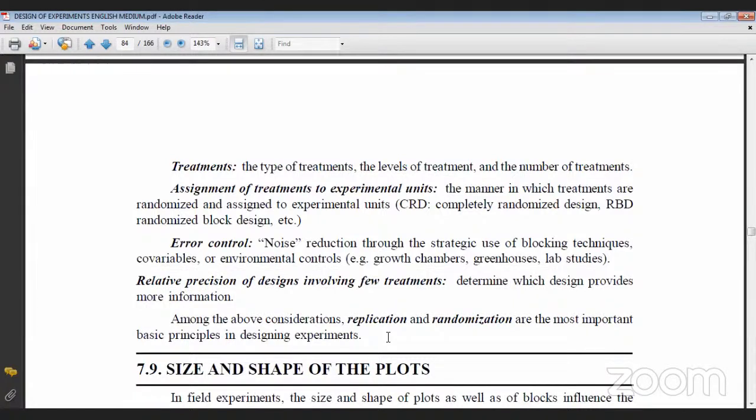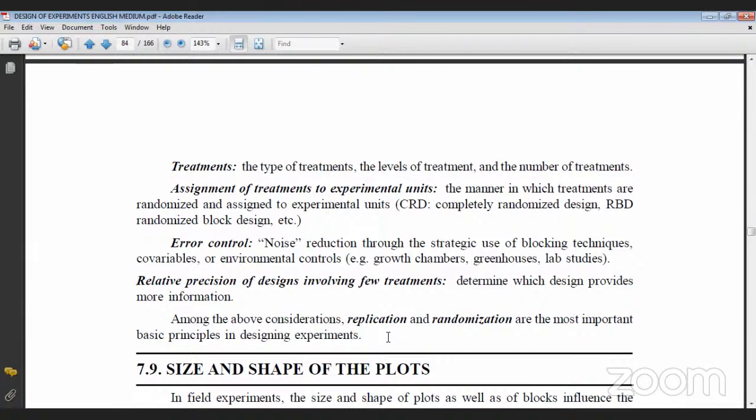Treatments: the type of treatment, the level of treatment, and the number of treatments. Assignment of treatments to experimental units: the manner in which treatments are randomized and assigned to experimental units, completely randomized design, and randomized block design.